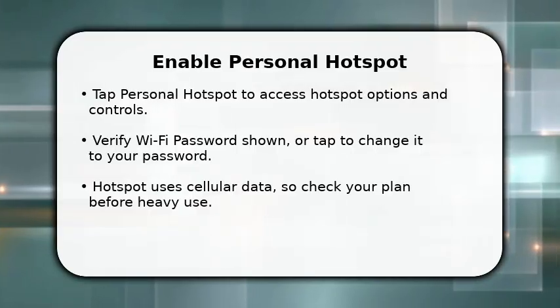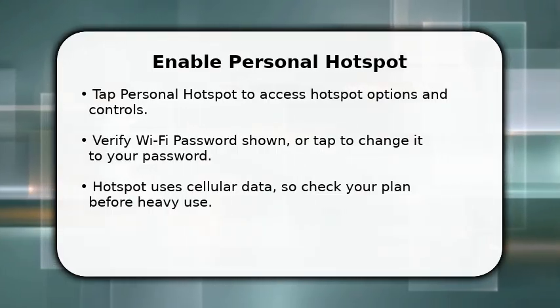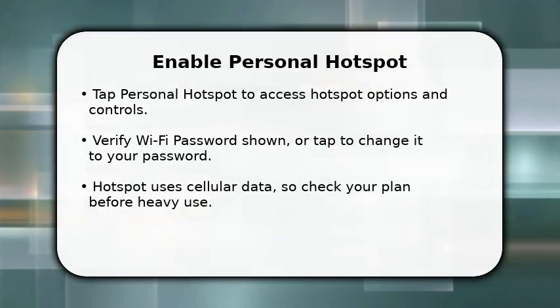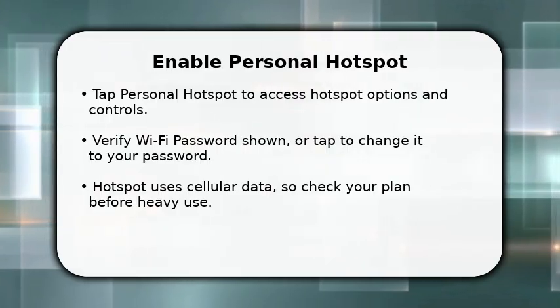Open the Settings app on your iPhone to begin now. Tap Personal Hotspot to access hotspot options and controls now. Toggle Allow others to join on so the hotspot broadcasts. Verify the Wi-Fi password shown or tap to change it to your password.